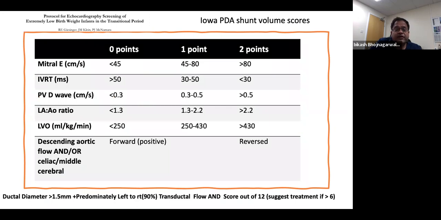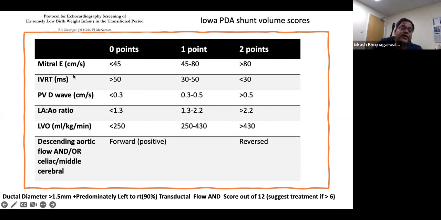In terms of the scoring criteria used by Patrick McMurray, he doesn't use the duct diameter at all. What he says is that he used duct diameter only as a screening, and the flow as a screening. So if you have a ductal diameter more than 1.5 millimeter or predominantly left to right shunt, then you should look for signs of volume overload. And if you have signs of volume overload, then you consider treatment. And he has given a scoring criteria for it.